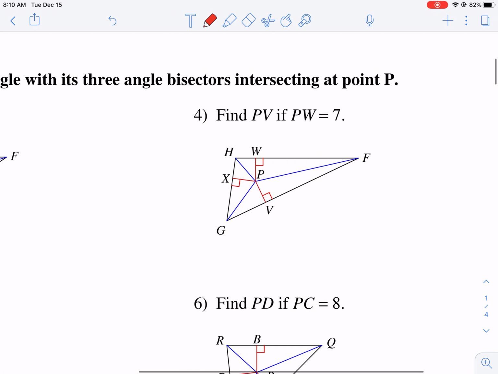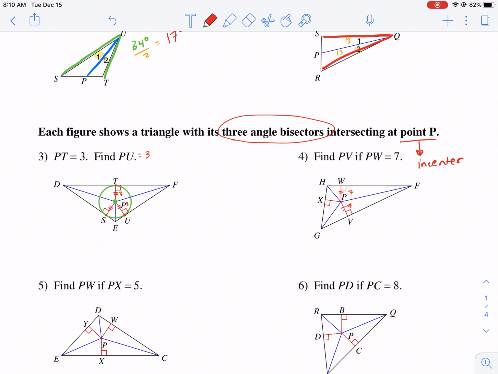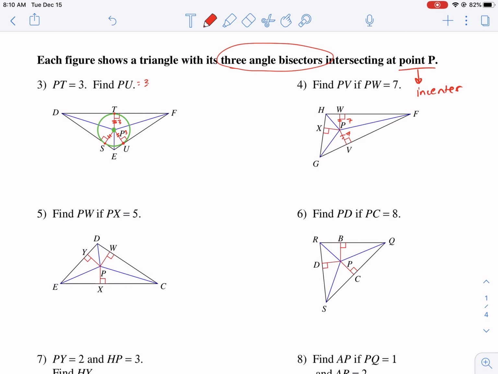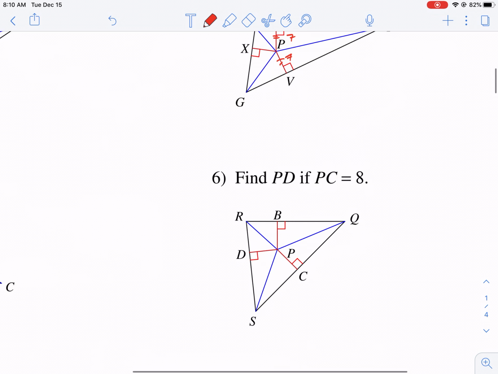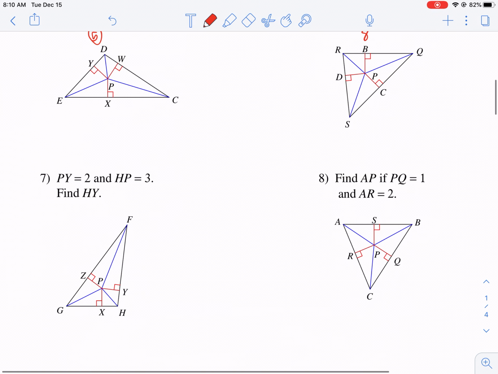Same deal here. We're asked to find PV if PW is 7, so it's also 7 because this is also a radius. This is assuming that three angle bisectors intersect at point P. That point P is going to be the incenter by definition of the incenter, okay? PW, and then we're looking for PX. It's going to be the same each time. So it's just recognizing that it's the same. It's a little repetitive here, but it's going to be 5. PD, that's going to be 8 because PC is 8.